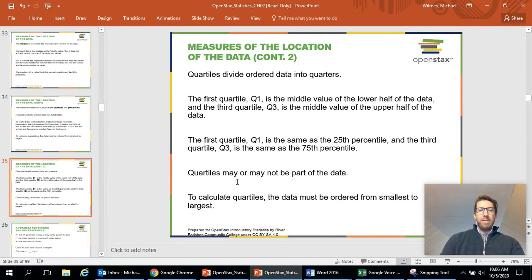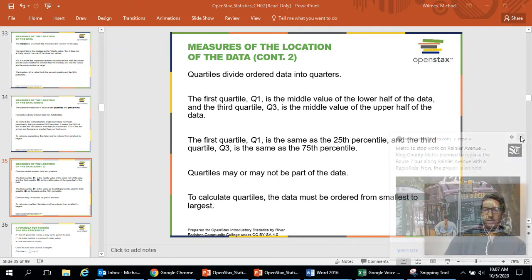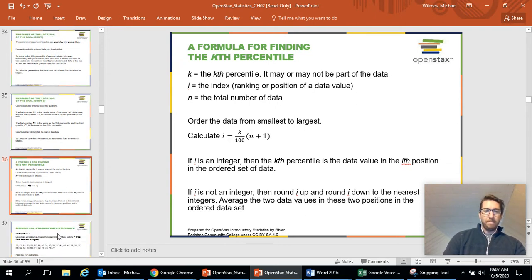And quartiles, once again, may or may not be part of the data. Sometimes, if it's between two points, you have to take the two and average them. And once again, we need our data ordered from smallest to largest. And we have a formula here for finding a percentile. We're going to come back to this formula in just a moment.